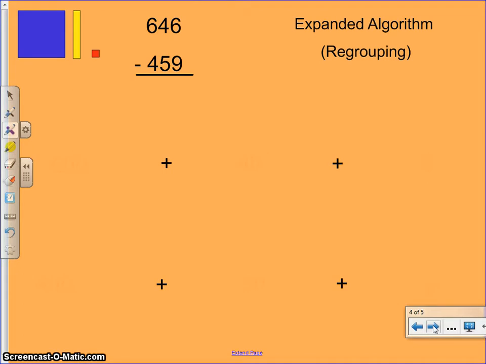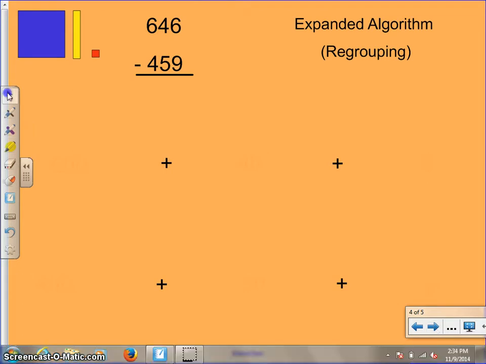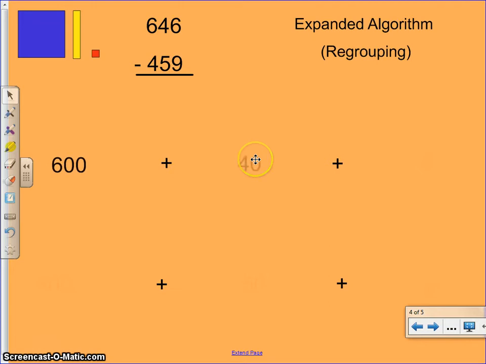Here I have 646 minus 459. So I expand the numbers by their place values, and I go ahead and I start at my ones place.